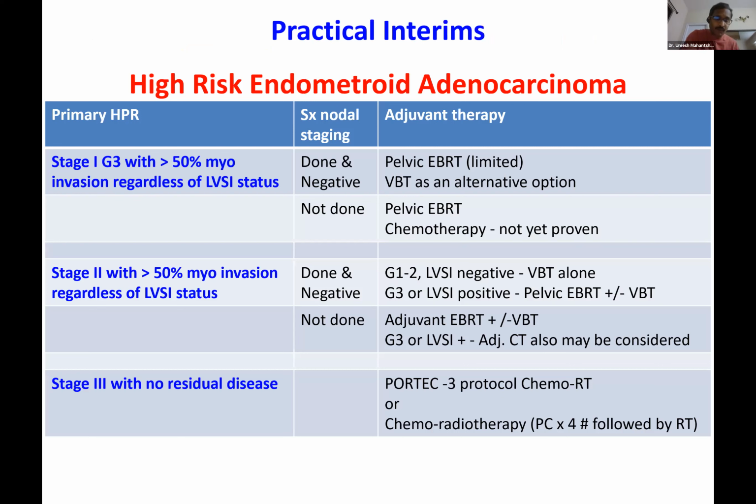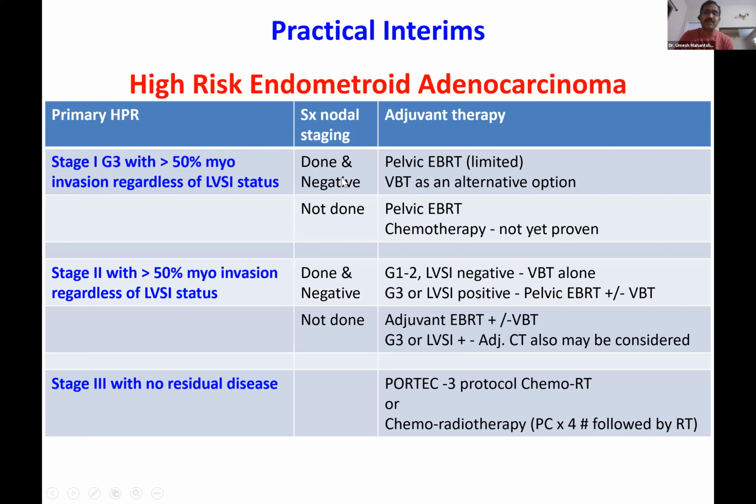Nevertheless, what we find, the treatments which are offered in various parts of the country as well as outside this country is shown in this table. So what we do is we try to find out the exact stage, and patients with stage 1, grade 3 with more than 50% myoinvasion, regardless of LVI status, this is the first group of high risk. We look at the surgical staging.